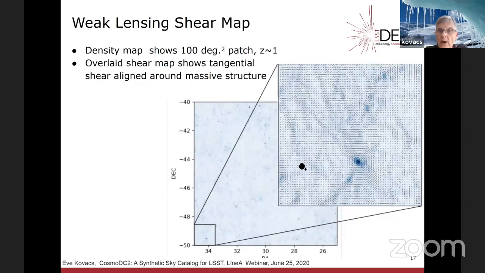So just to show you how that looks, underlying here is a density map of a 100 square degree patch at around z of 1. And then this tiny corner is blown up to show you, overlaid, the lensing map and the shear map that lies on top of this. And you can see how the shear is aligned with the massive structure.